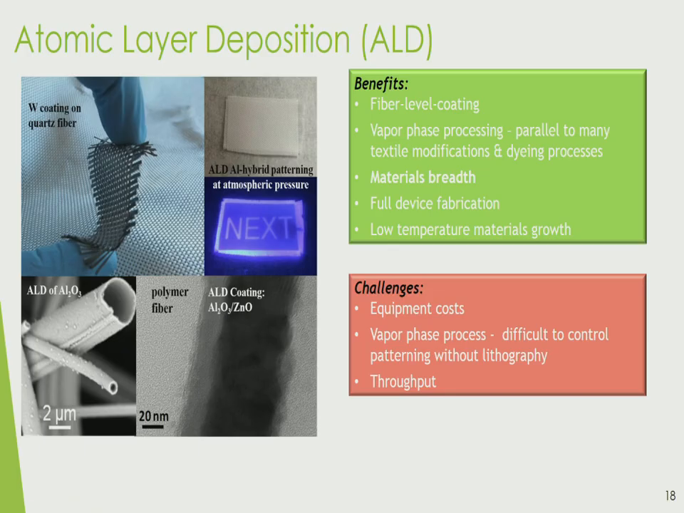All right. So atomic layer deposition, obviously. The benefit that we look at, and why we're looking at some of these vapor phase processes, is that you get these fiber level coatings.